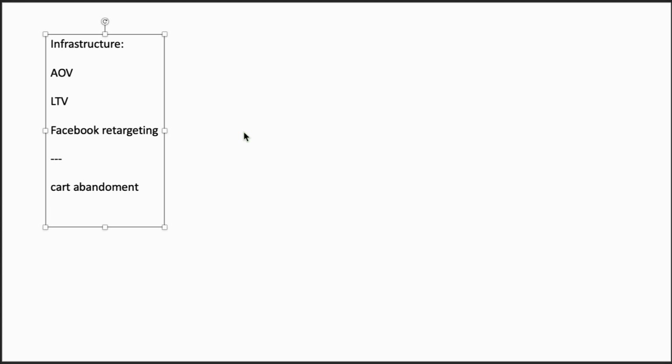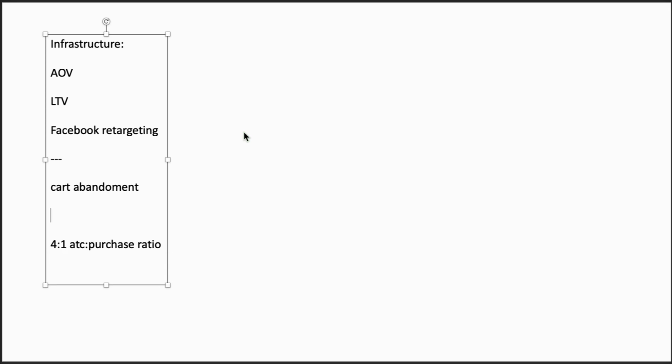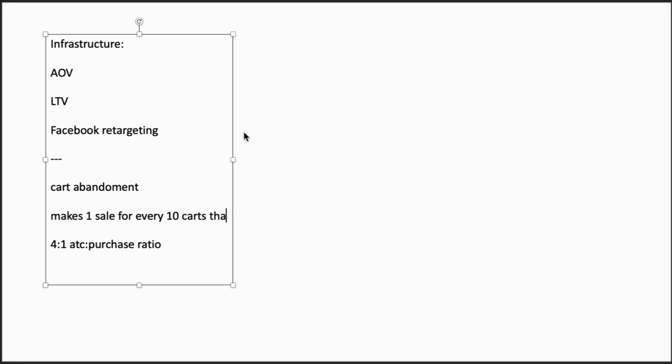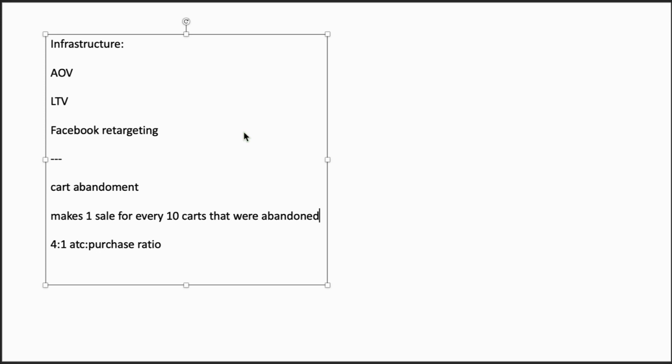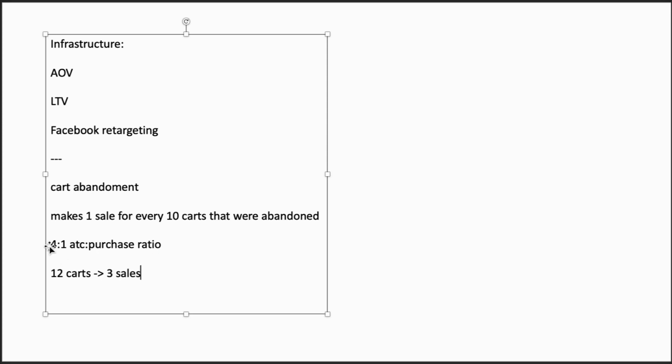Usually there's a 4-to-1, let's suppose a bad case, a 4-to-1 add-to-cart to purchase ratio, right? This is one thing that we know. We also know that cart abandonment makes one sale for every 10 carts that were abandoned, like a 10% conversion rate from the carts that were abandoned. That basically means that from 12 carts, we got 3 sales from this formula, which means that 9 carts were abandoned.